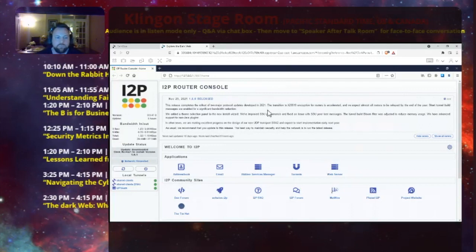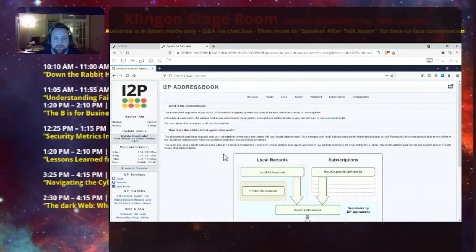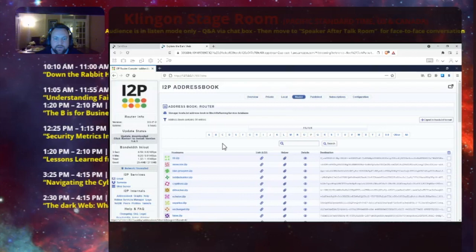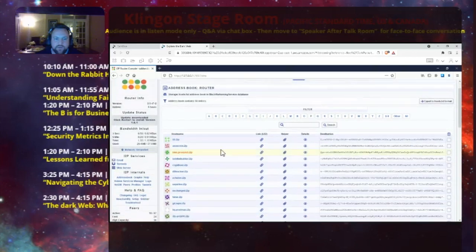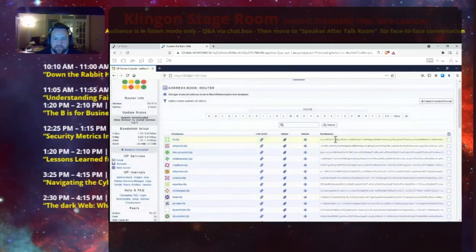So what can we do? I mentioned that address book. So I'm going to select the address book so you can see what that looks like. This is the address book that automatically comes with your install of I2P. This is the I2P, what I'm going to call a vanity URL, or a more human readable URL. And then this is the actual destination itself.